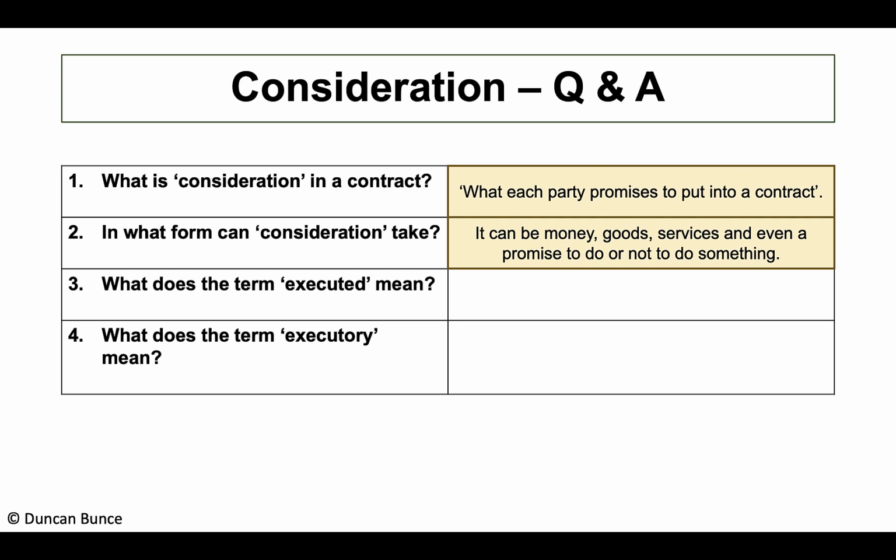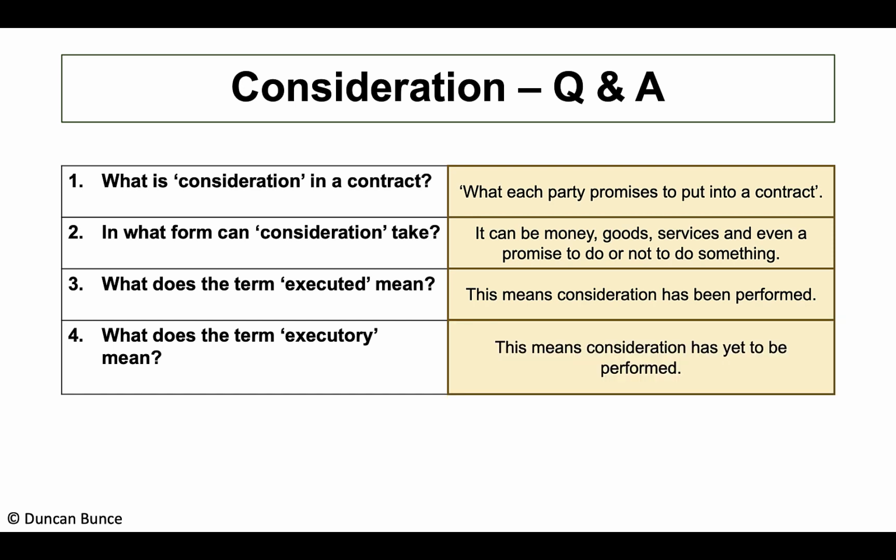Two more key terms here. What does the term executed mean, and what does the term executory mean? The first is where consideration has been performed, so it's the past tense, and with the latter it's where it's yet to be performed. We really want to get used to using these key terms. Previously we've had offeror and offeree. The offeror is the person making the offer, the offeree is the person receiving that offer, and these are two more to add to our glossary.